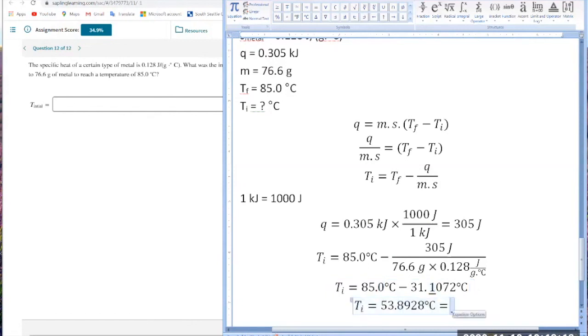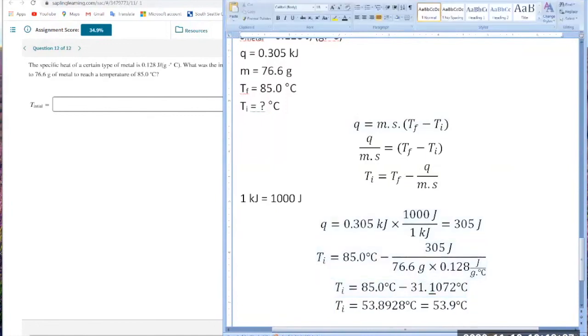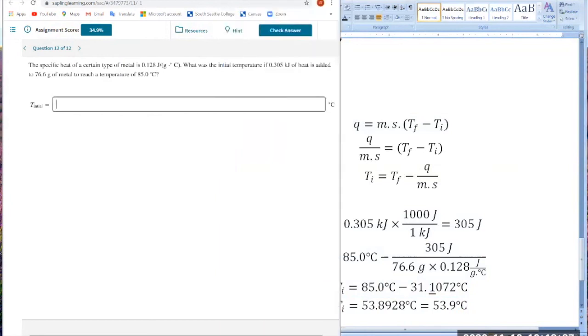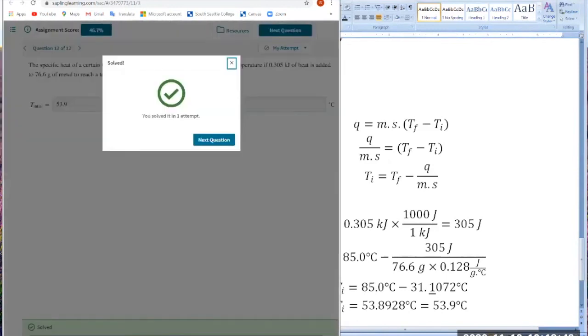And so this will be rounded to 53.8, and the 8 will become a 9, because it's followed by a 9. So it needs to be rounded up to a 9 here. And again, that's degrees Celsius. So that's the initial temperature of the sample of metal here. So let's enter that into question 12 of Sapling. 53.9 degrees Celsius. The degrees are notified here. So let's check the answer. And that's correct.